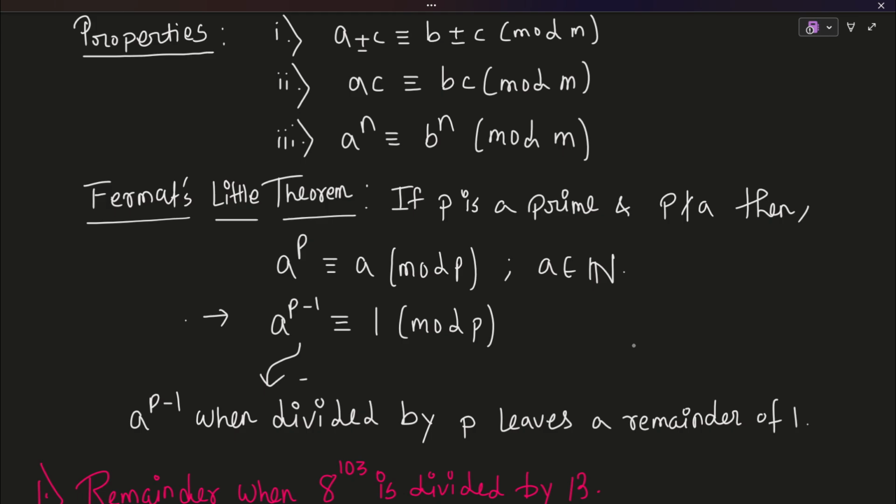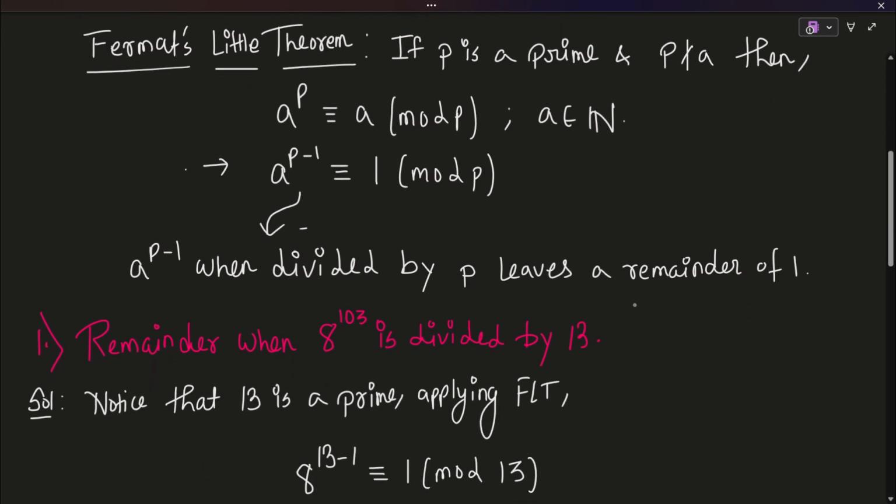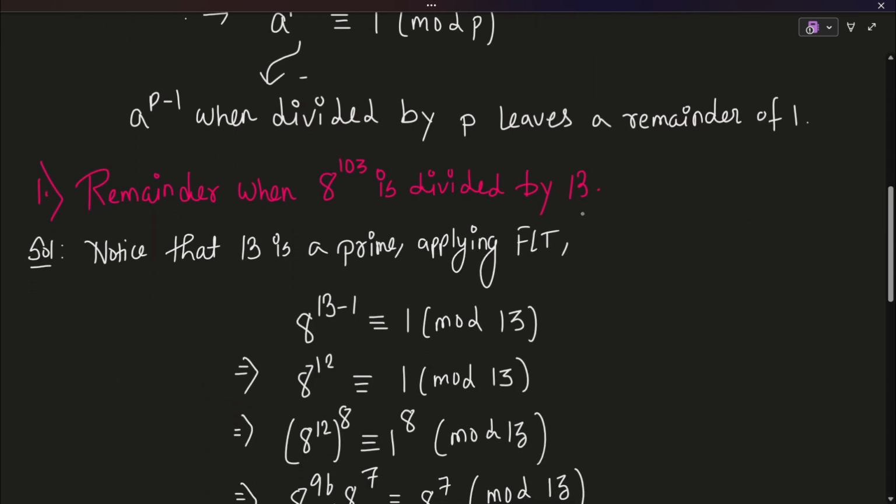Okay, let's take an example, right? That would clear up things. So we'll take two examples. The first one would be a little basic, and the second one would be something that has already come in JEE. Okay. So, the remainder when 8 to the power 103 is divided by 13.